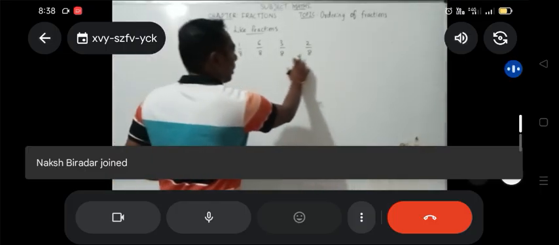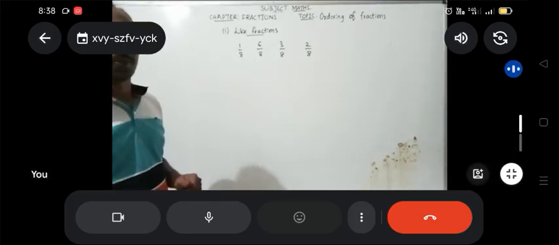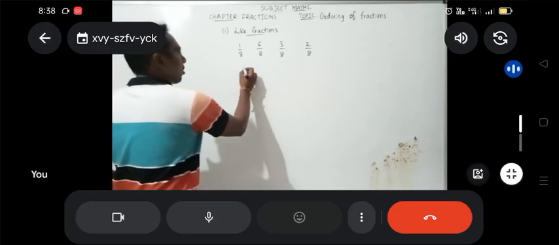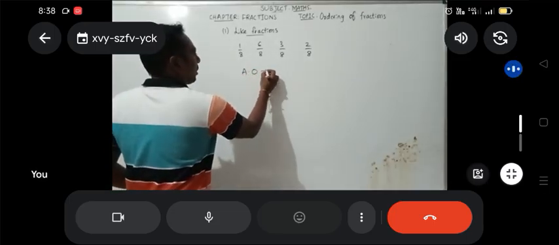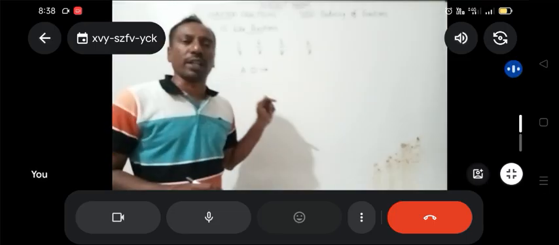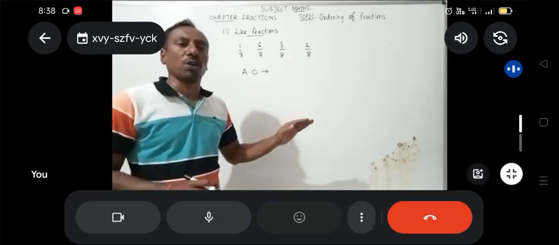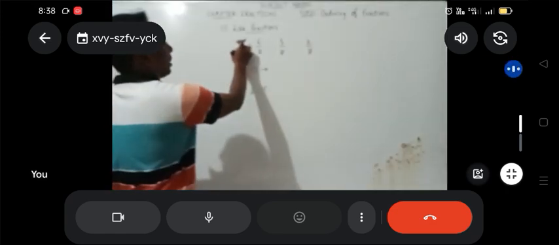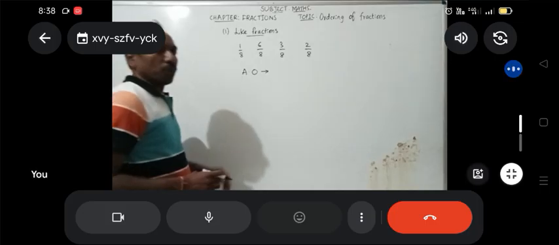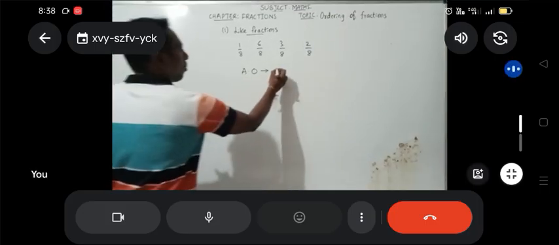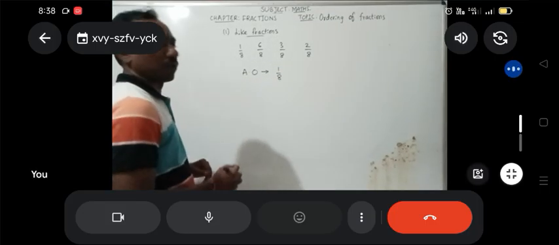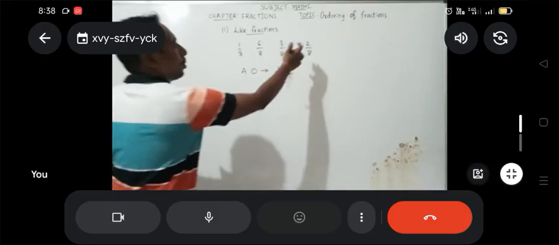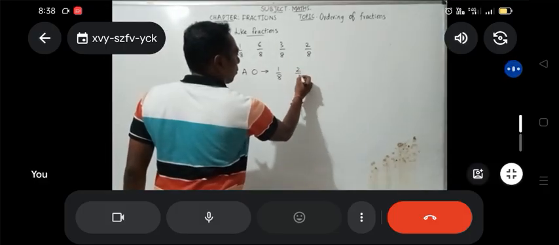When you look at the denominators, all the denominators are the same. So now you should compare using the numerators. Let us start with ascending order. In ascending order, we are going to arrange the fractions from smallest to biggest. When you look at these numerators, 1, 6, 3, 2, 1 is the smallest one, so 1 by 8 is the smallest fraction. Now leave this one. Among these 3, 2 is the smallest one. Next, 2 by 8.